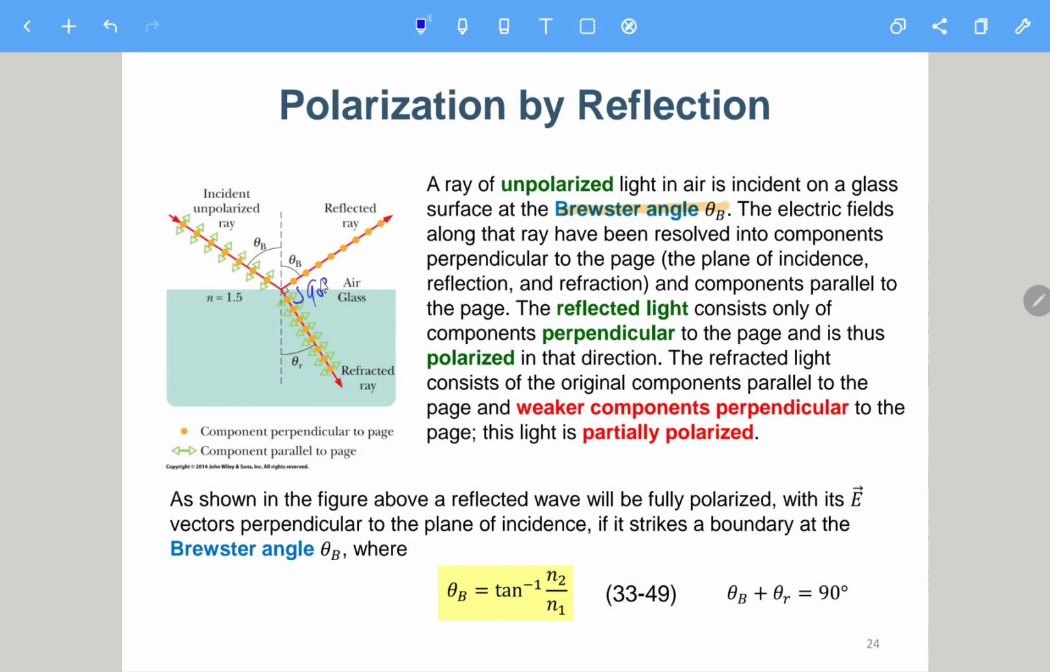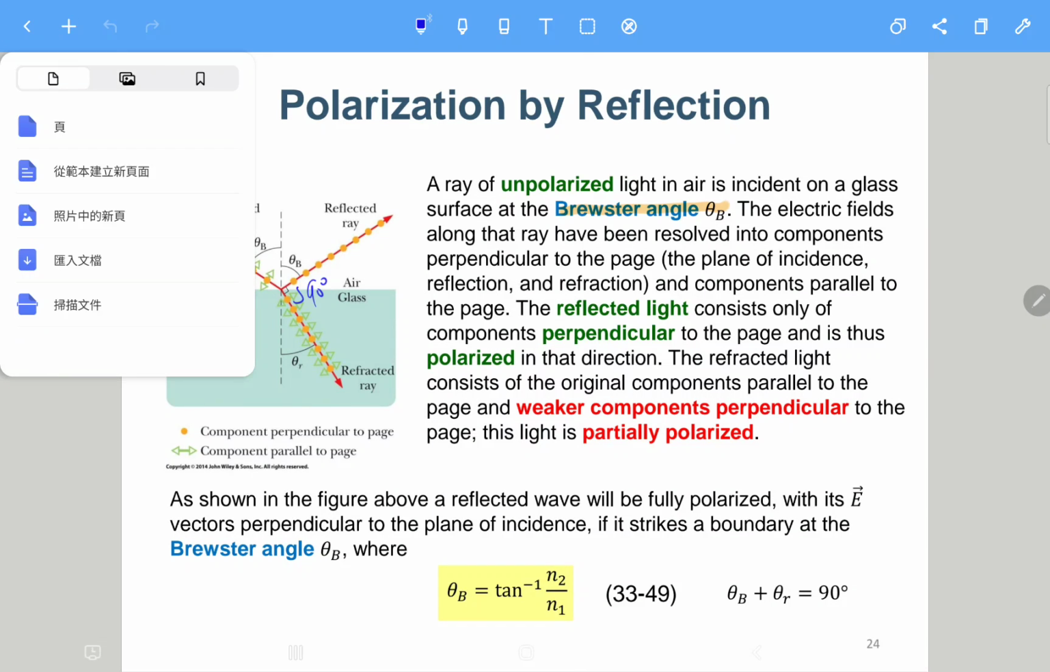Okay, we can try to simply prove this. We have n1 sine of theta 1 equals n2 sine of theta 2, and here we have theta 1 equals theta b equals arctangent of n2 over n1.